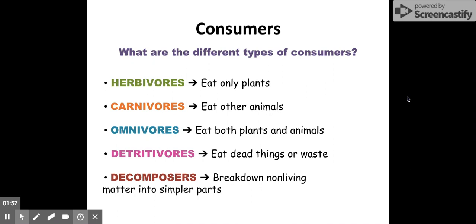Finally, there's some overlap between detritivores and decomposers. They can include things like fungi, bacteria, earthworms, crayfish even, things like that. But detritivores are organisms that eat dead things and waste, while decomposers are simply types of organisms that break down organic materials, non-living matter, into simpler parts, returning molecules and nutrients to the soil so they can be used again.